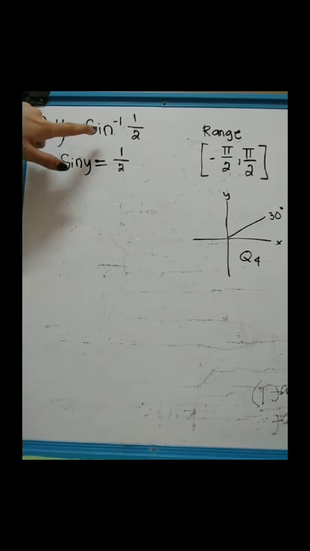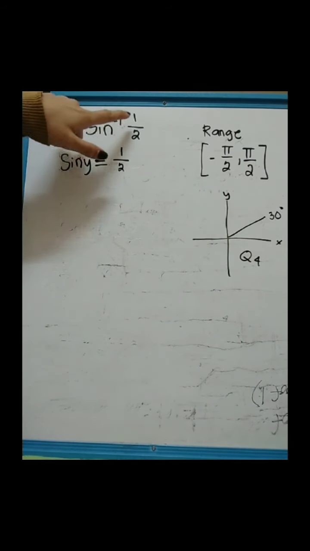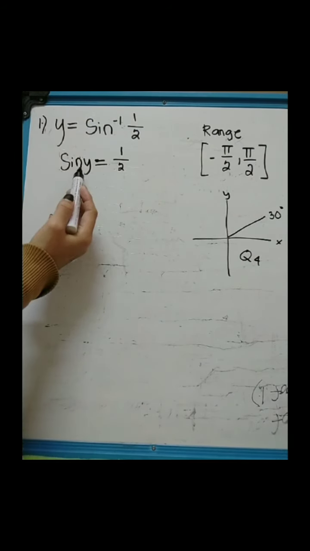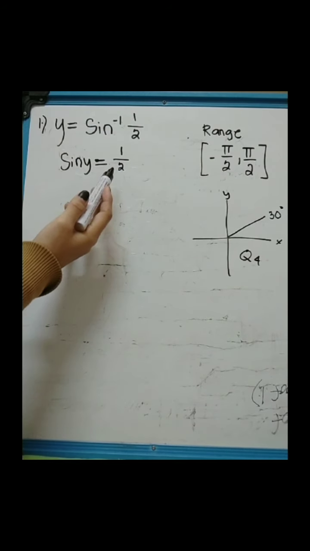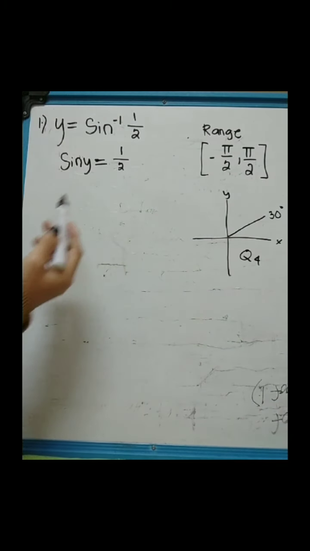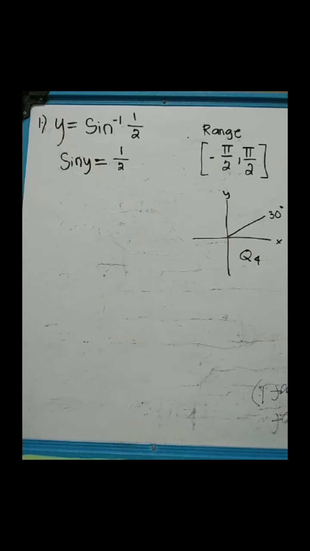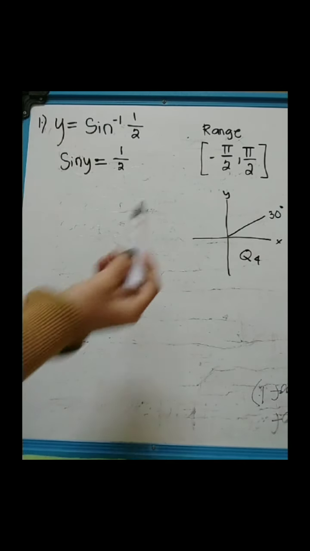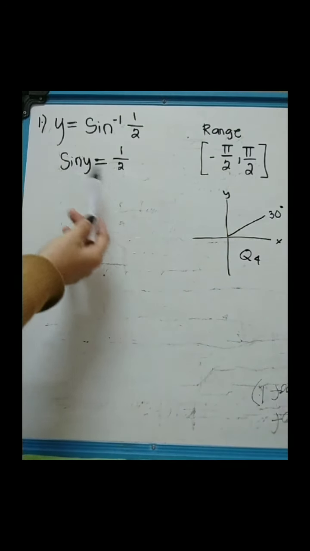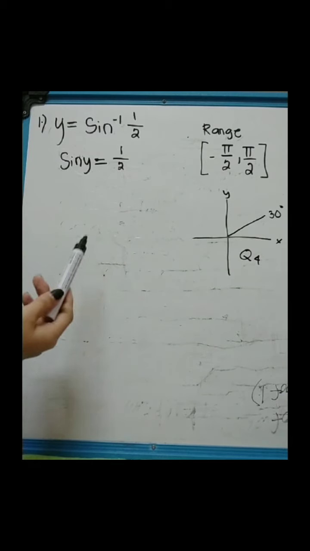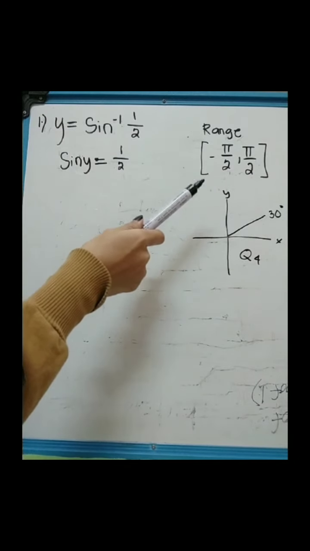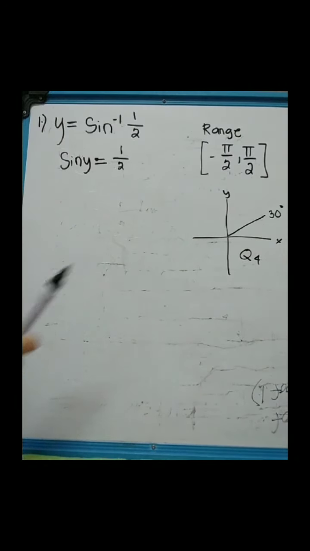So, y equals to sine inverse of 1 over 2. This is also the same thing as sine y equals to 1 over 2. Also, always rewrite it this way. In this problem, we have to find the exact value of the real number y in the closed interval negative pi over 2 to pi over 2, whose sine is 1 over 2. This is the most important part of the problem. It's memorize the range for each inverse trig functions.